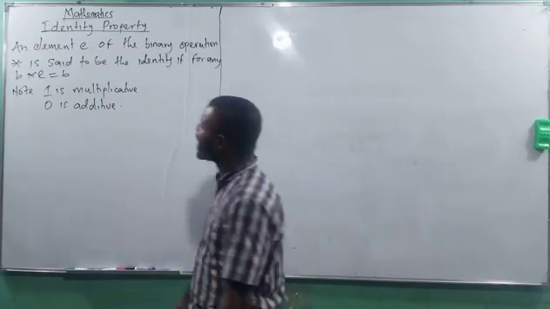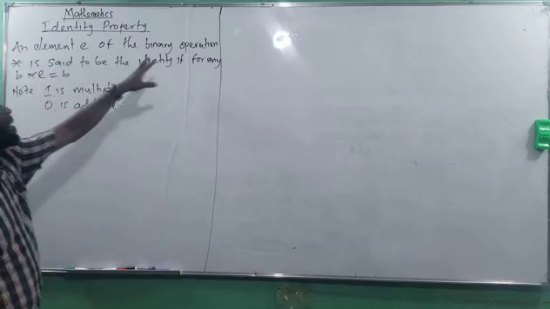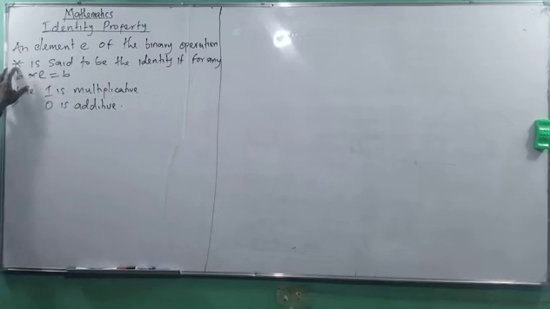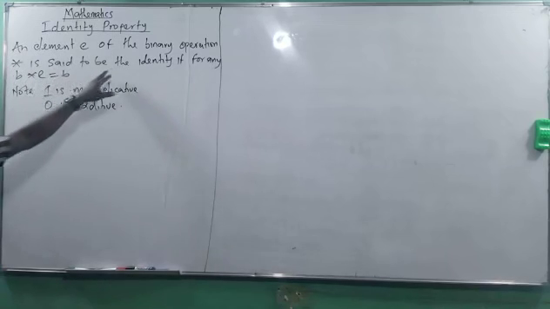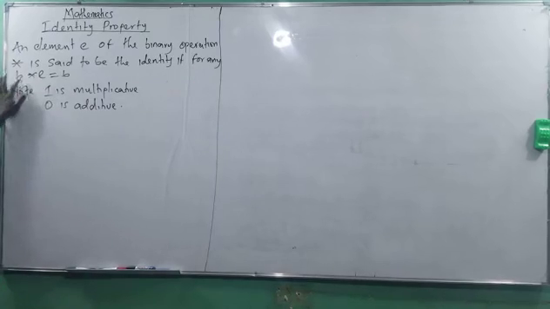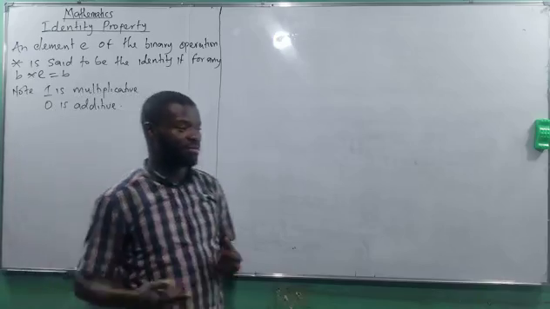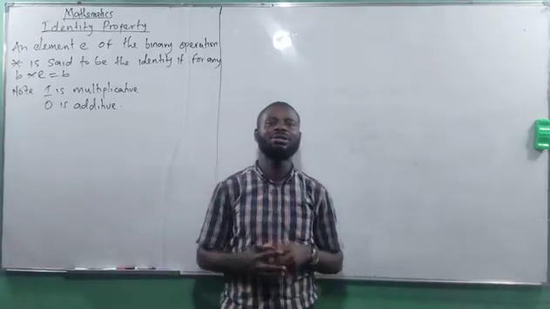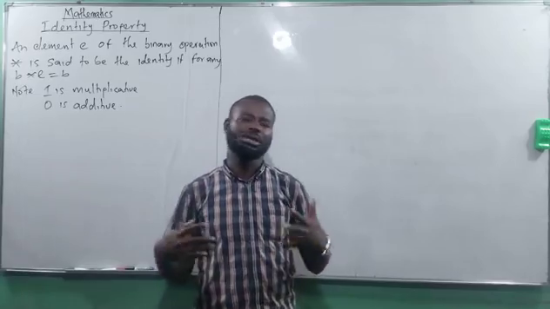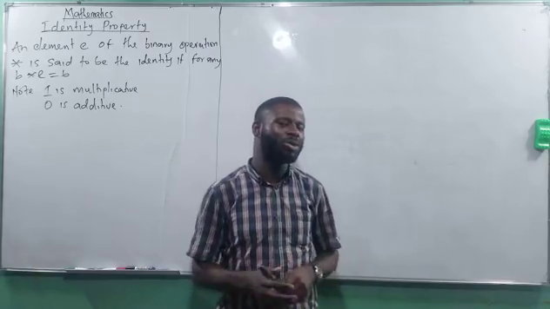Okay, I have the identity property. An element E of the binary operation star, which is asterisk, is said to be identity if for any B, you can write B operate with E equals B. Now, for your information, in applied form, when you talk about identity, it means there cannot be any change, no matter how you operate with it.